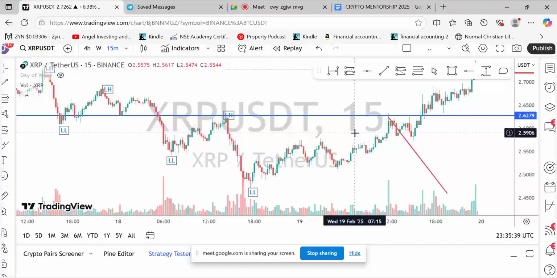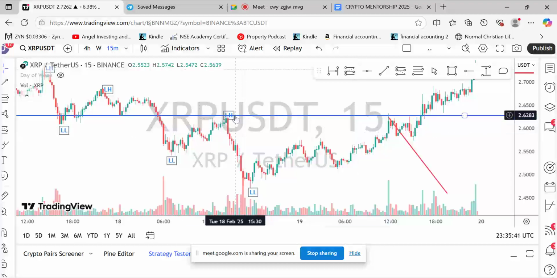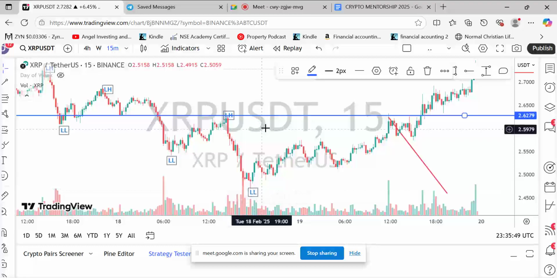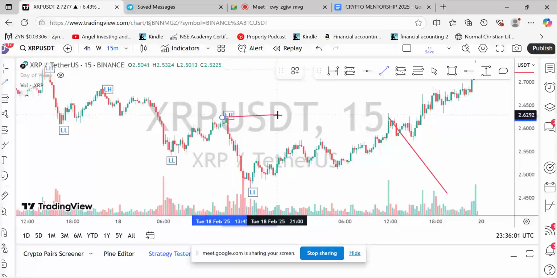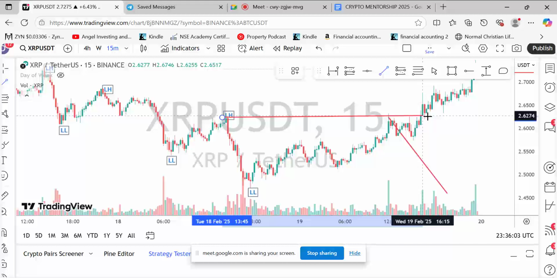Do you have any question based on this? The main thing is that you need to identify the critical point. The critical point is the last lower high that produced the lowest low. That is where you should mark your line. If you're looking at the chart, this one here is where your eye should be.